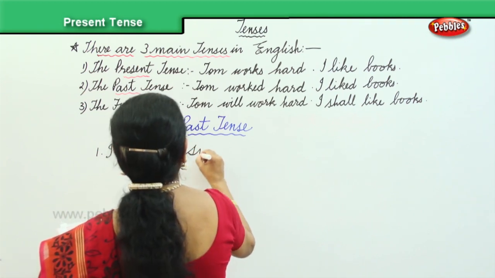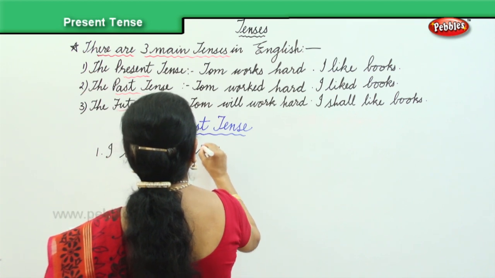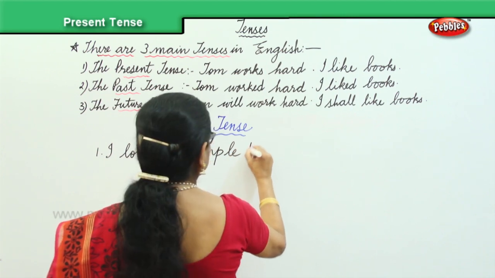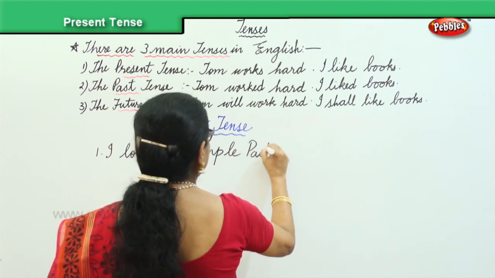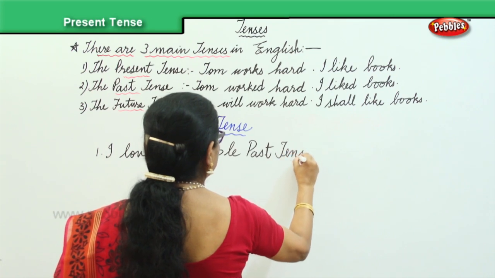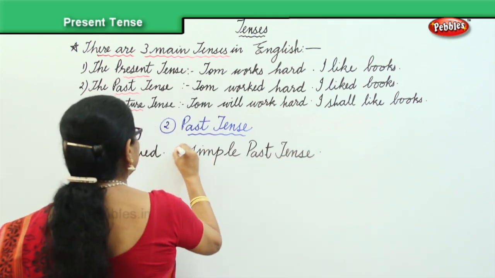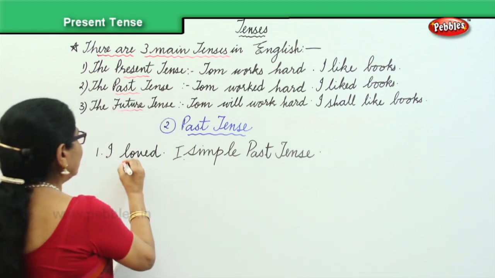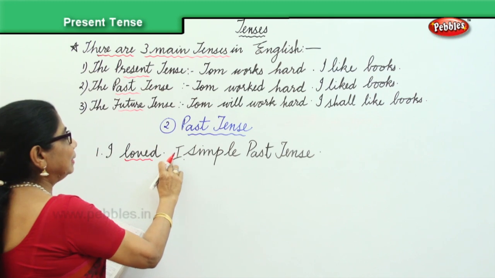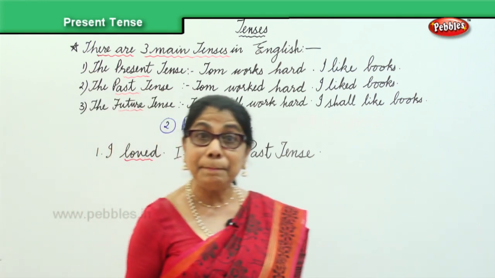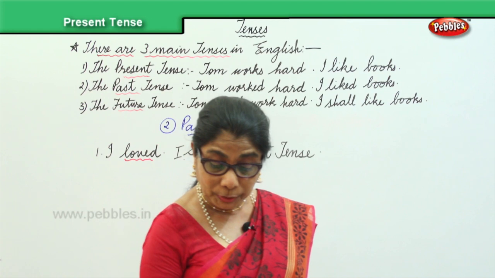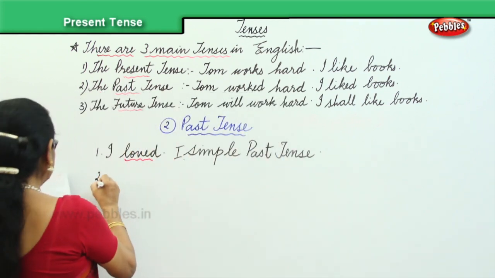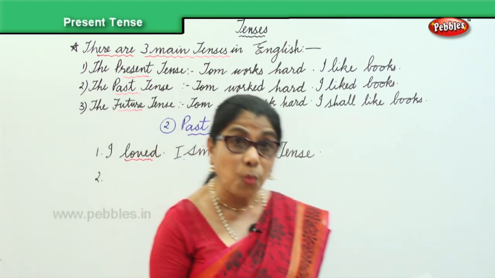Simple past tense. That is the first of its kind. And the verb says loved. The verb loved tells us that it's the first, simple past tense. Now we're going to look at the second part. The second sentence says, I was loving.